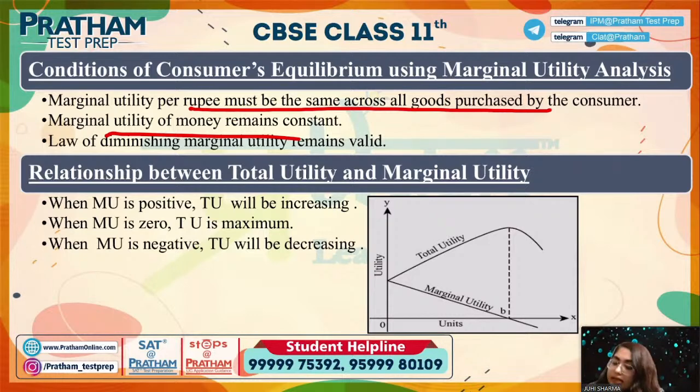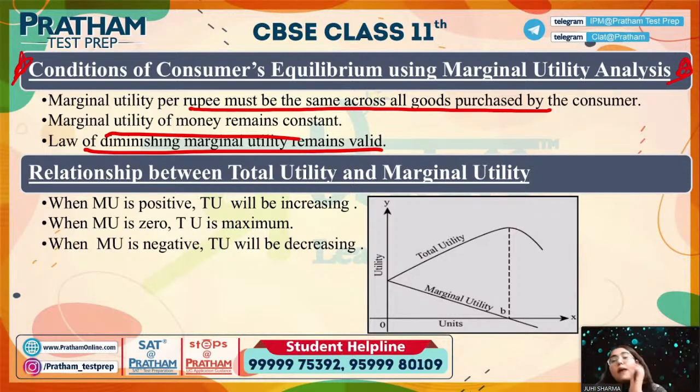And the third condition is that law of diminishing marginal utility should remain valid. Okay, the law of diminishing marginal utility जो मैंने आपको अभी बताया कि the marginal utility decreases whenever you consume more units, right? So the law of diminishing marginal utility है वो हमेशा valid रहना चाहिए. So these are the conditions of consumer's equilibrium when using the marginal utility analysis.